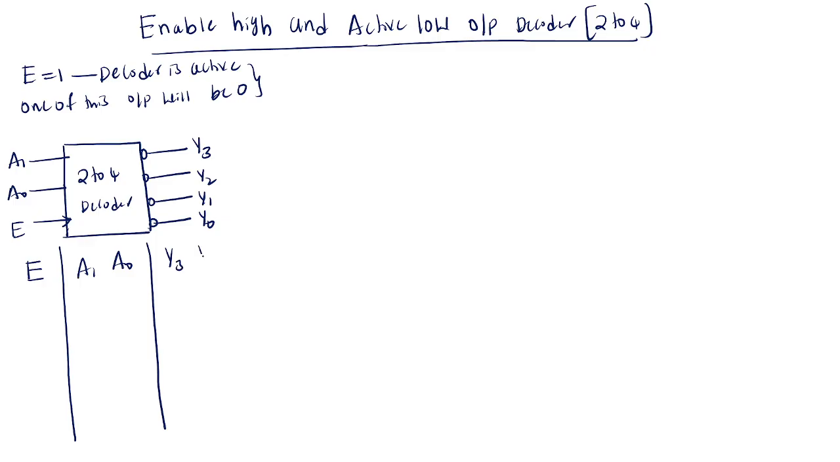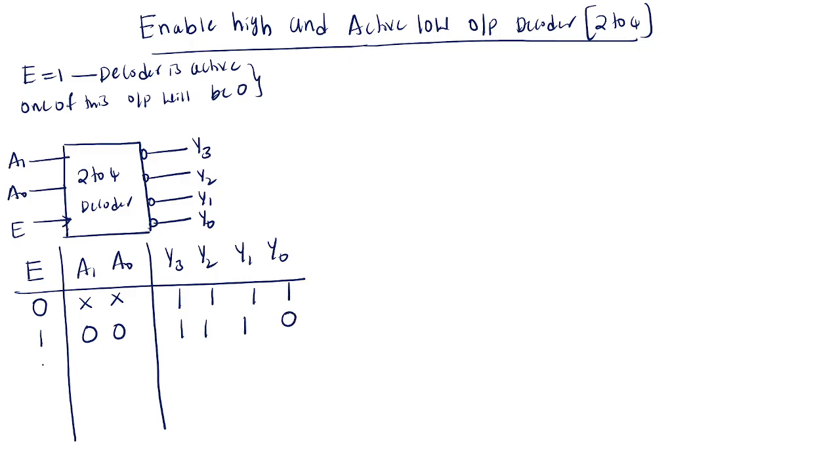If you see the truth table: E, A1, A0, Y3, Y2, Y1, and Y0. When enable equals 0, whatever may be the inputs, the outputs will be 1. When enable equals 1 with 0 0, Y0 will be 0 and the remaining are all 1. With 1 0 1, Y1 will be 0 and the remaining are all 1. With 1 1 0, Y2 will be 0 and the remaining are all 1. With 1 1 1, Y3 is 0 and the remaining are all 1.